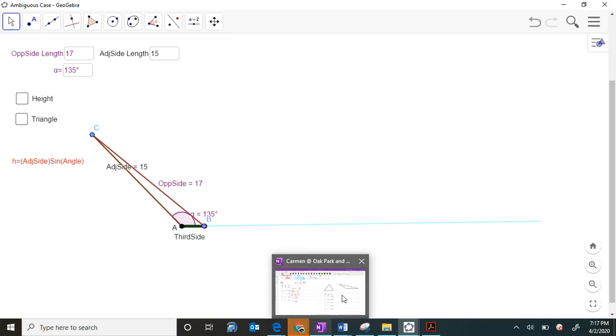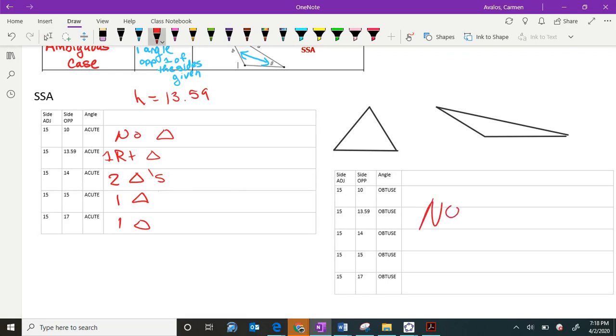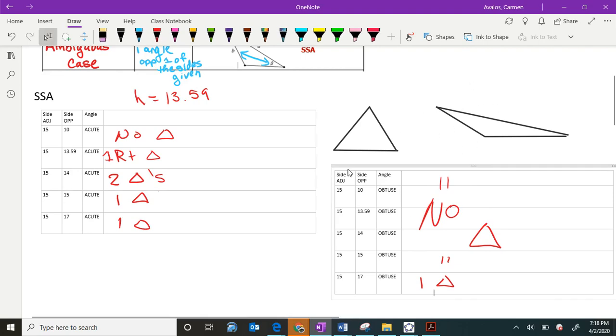So if we fill out this table over here, we know that these are all going to be no triangle, all the way down, and then the only one is going to be one triangle when the opposite side is bigger than the adjacent side. And that's how you would do the acute angle and the obtuse angle with side, side, angle. Very good.